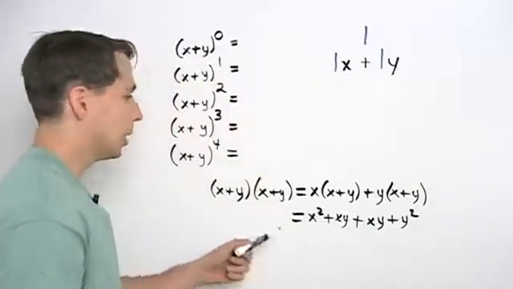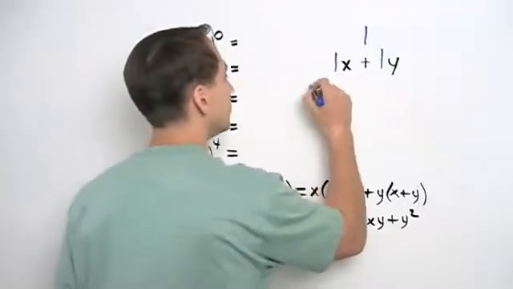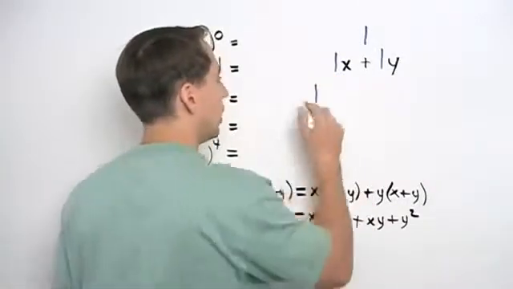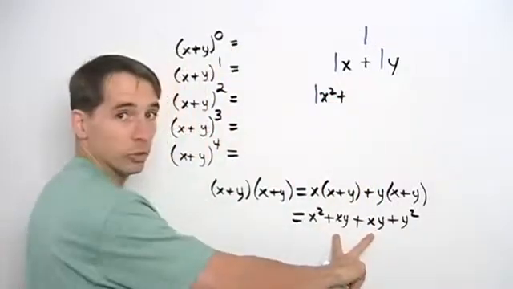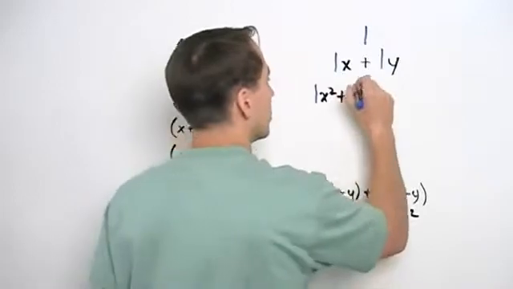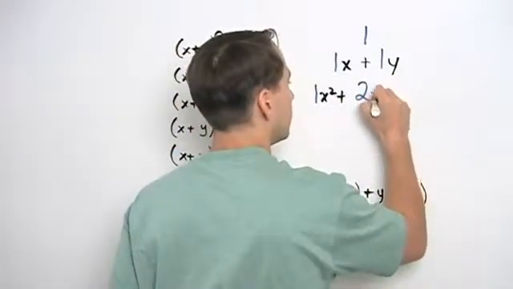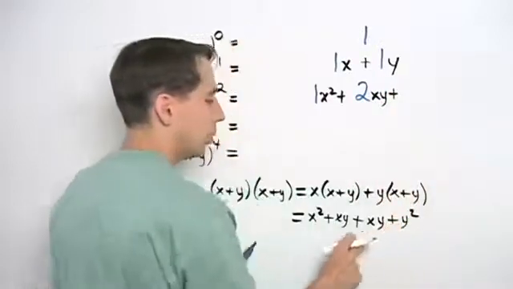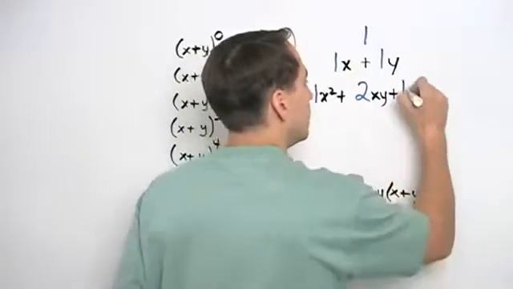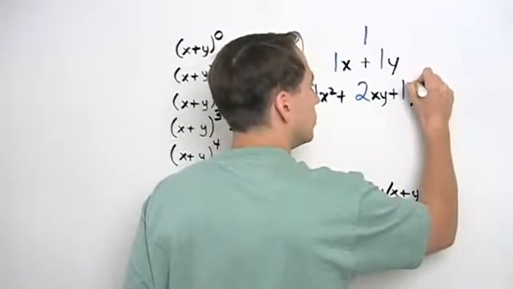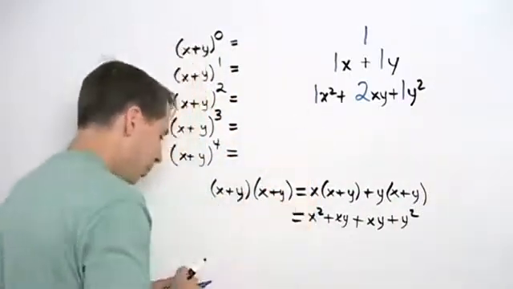And now we see what this comes out to be when we multiply it all out. We have the 1x squared term. Then we can combine these two, and that gives us 2xy, and then we have the 1y squared term out here. See the pattern yet? No reason you should. We haven't really done a whole lot yet.